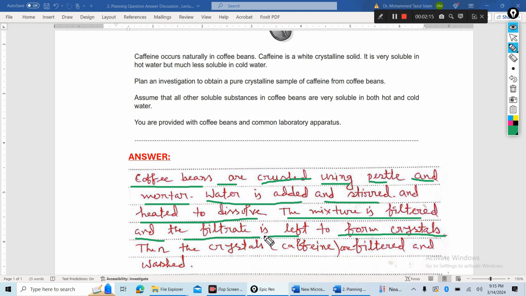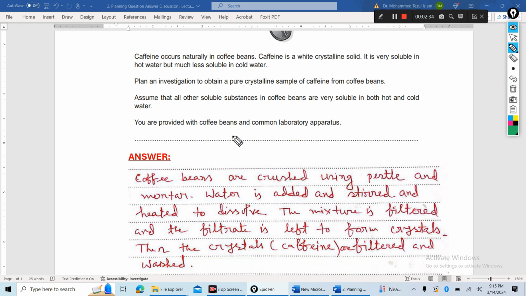If the filtrate is kept, then caffeine will form as a white crystalline solid. Then the caffeine crystals are filtered and washed. So soluble impurities will remain in solution. You see that all other soluble substances in coffee beans are very soluble in both hot and cold water.